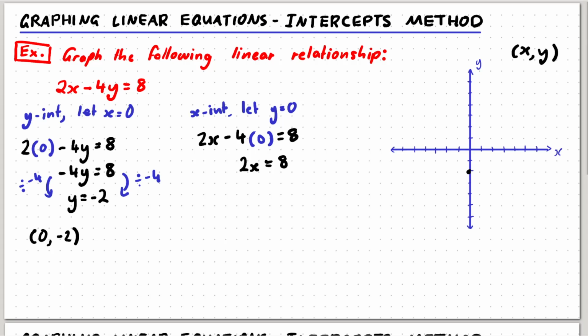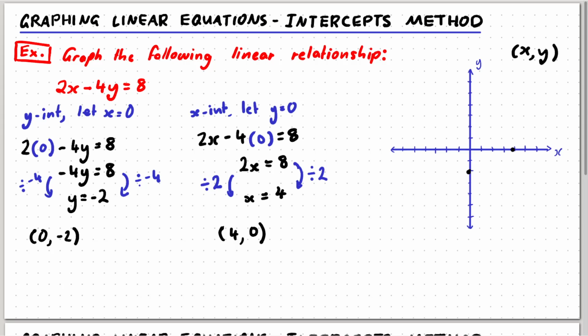I have 2x, but I want to know what x is, so I'm going to get rid of this 2. To do that, I'm going to divide by 2 on both sides. This 2x is 2 times x, so we do the opposite. On the left side, it cancels out, and on the right side, we get 4. At this point, our x is 4, and our y is 0, because that's what we substituted in. I'm going to put this point on my graph. That's where x equals 4 and y equals 0, which is this point right here.